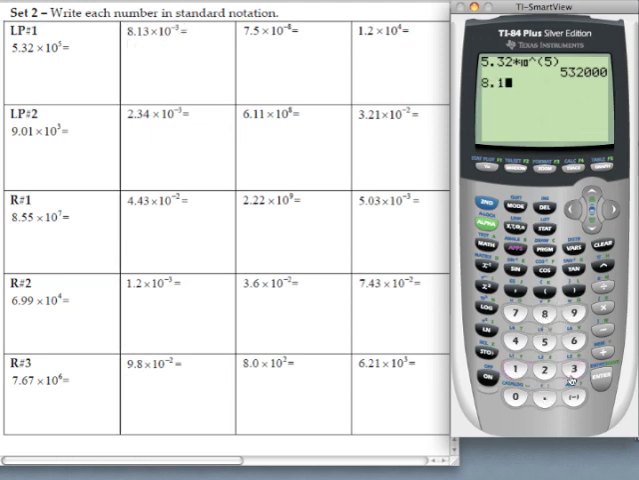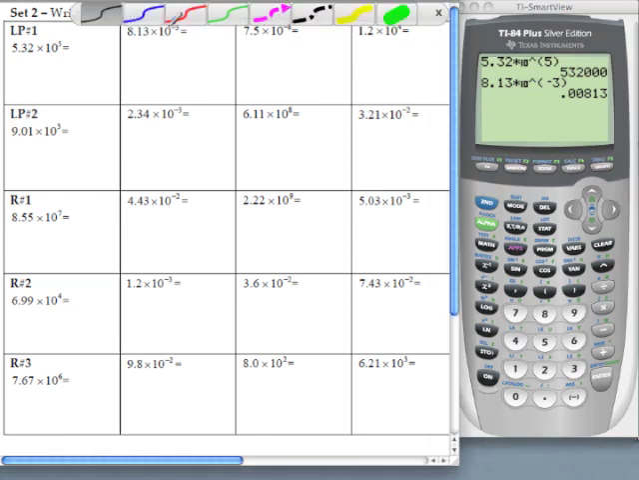8.13 times second log. And it's negative 3 for my exponent here. And make sure you use the negative sign and not your subtraction sign. Close your parentheses, going to hit enter, and I have 0.00813. So I'm going to copy those down.